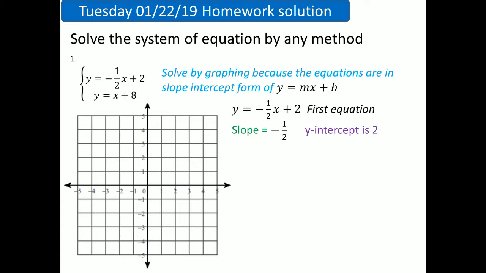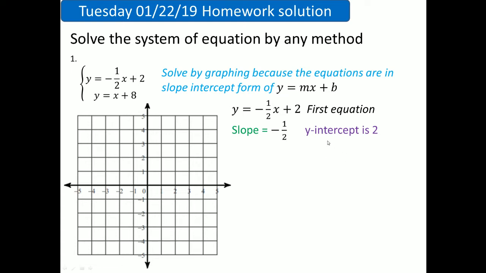The slope is the number in front of the x. In this case, it would be negative 1/2. It is not negative 1/2 x, it is just negative 1/2. It is just the number in front of the x. The y-intercept is the constant. It is the number without the variable right here.